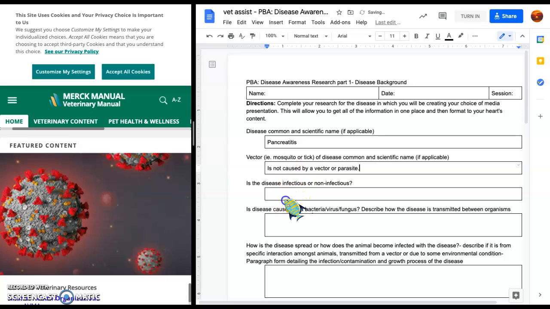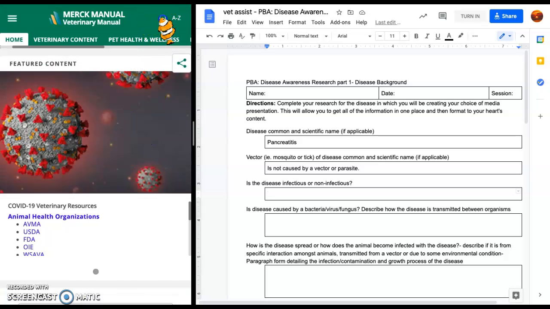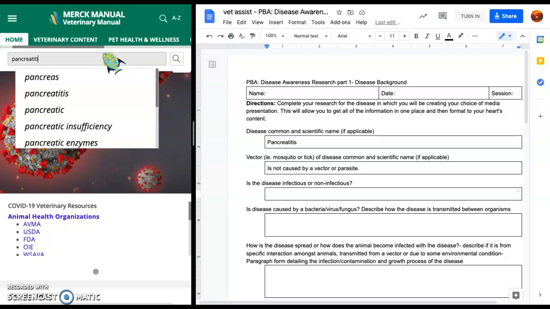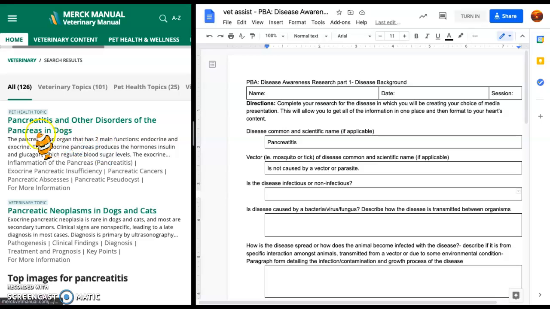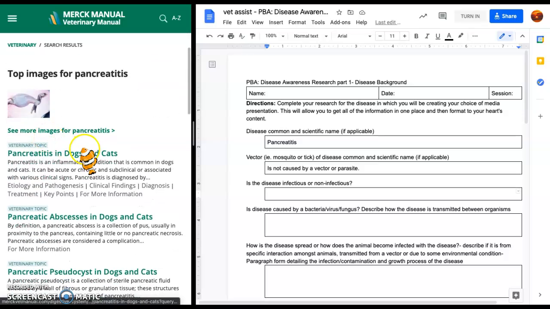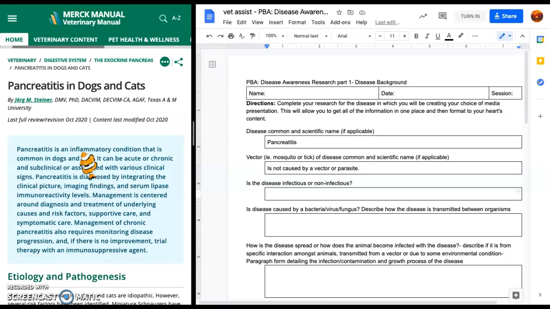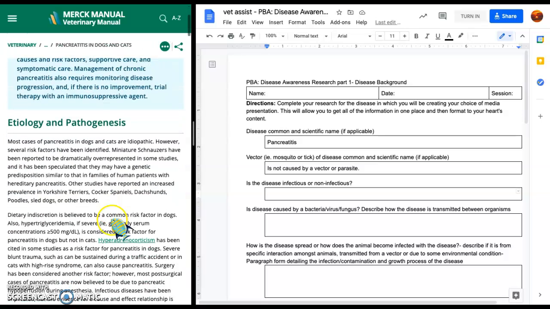Okay. Is this disease infectious or non-infectious? Well, let me come over here to Merck Medical, and I'm going to look up pancreatitis. Alright, and I'm specifically going to look at pancreatitis in dogs. So, pancreatitis here is in dogs and cats. So let me start there. Alright, so I see what it is. It's letting me know, and then it's also letting me know what it can be caused from.